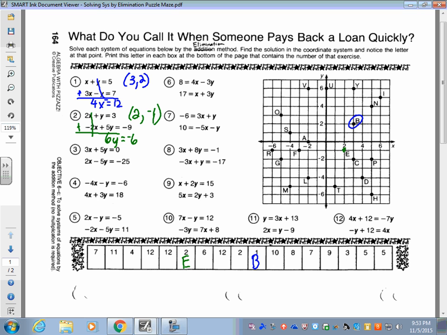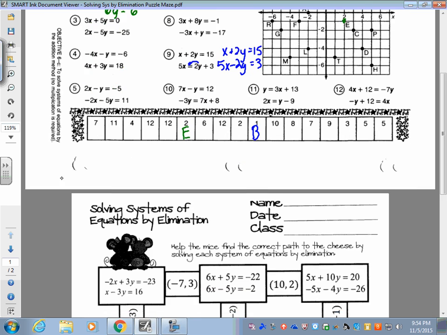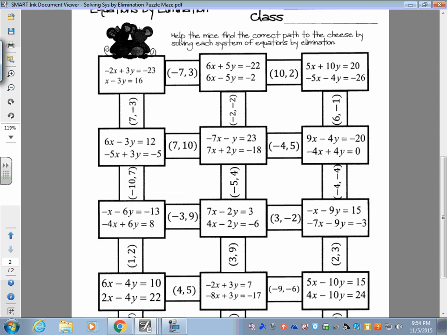But if it's not in standard form, like on number 9, we have the x and the y, but we're going to put it so that it's in standard form. So we got x plus 2y equals 15. And this would be 5x minus 2y equals 3. So we always want the x and the y's lined up so we can see if we have an opposite. So that is on that page. You're going to continue using that same relationship to go through the maze.